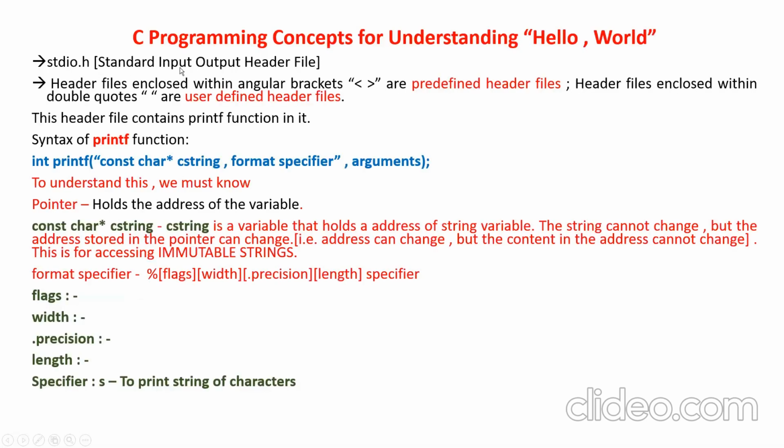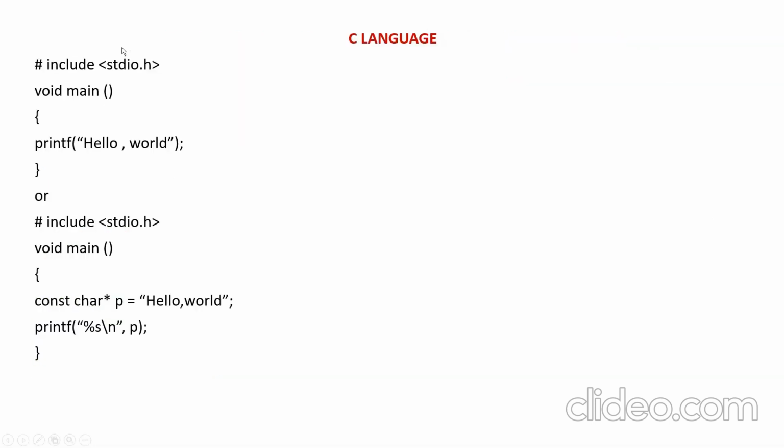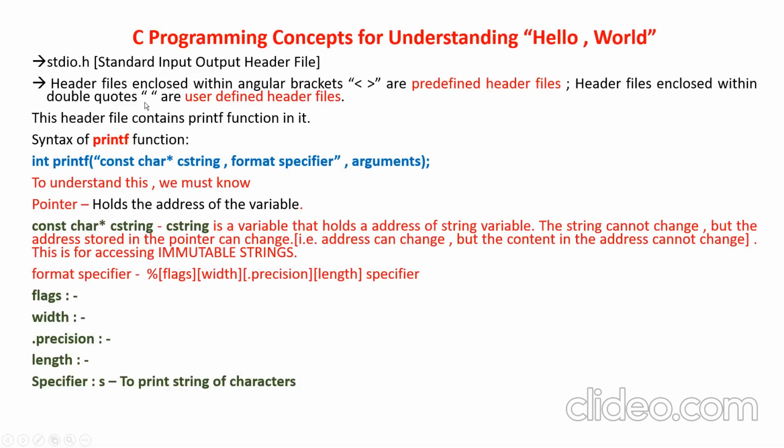stdio.h stands for standard input output header file. If you include the header file within angular brackets, it is a predefined header file. If I include it within double quotes, it is a user defined header file. All the header files must end with the .h extension. This is compulsory.